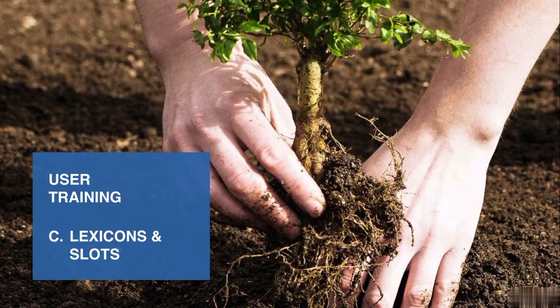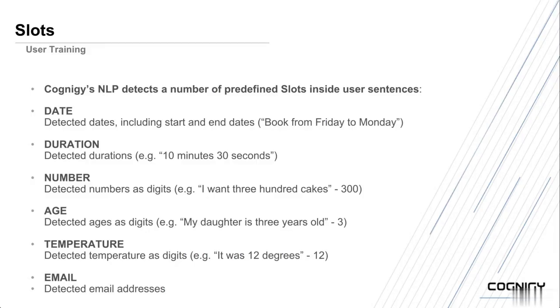Lexicons and slots. Slots are categories with specific attributes. Cognigy's NLP detects a number of predefined slots inside user sentences. These include date, duration, number, age, temperature, and email. You see descriptions of these slots here.